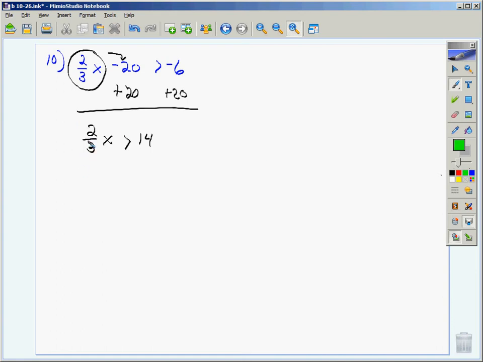I'm going to get rid of the fraction in 2 steps. I'm going to get rid of the dividing by 3 by multiplying by 3. That would make these cancel out, leaving me 2x is greater than 42. 14 times 3 is 42. And I'm going to divide both sides by 2. And I'm going to get x is greater than 21.